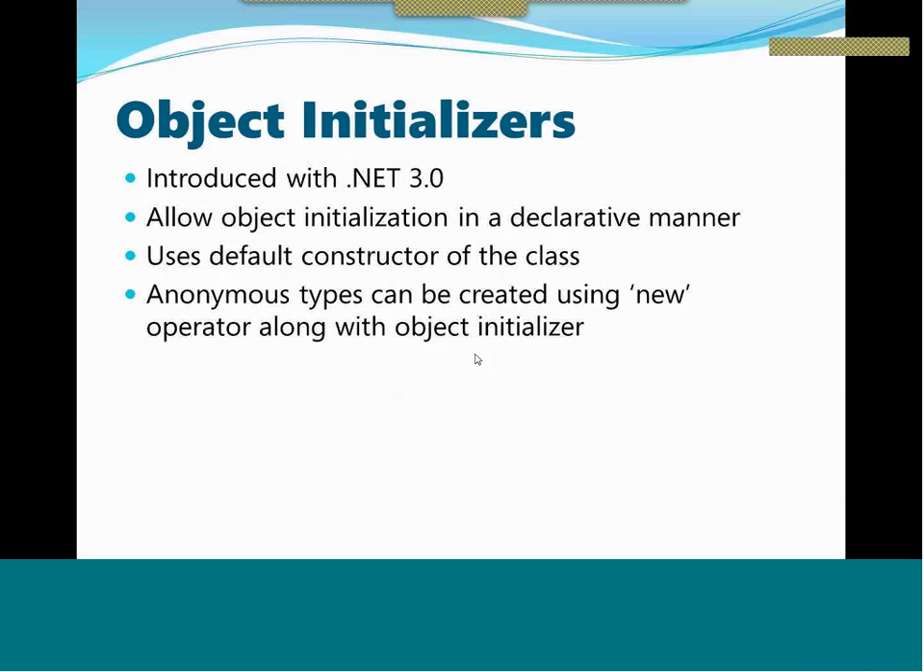So basically this object initializer allows us to do the same thing, but in a declarative manner. While using a constructor, we pass values to the constructor's arguments, and then the object is created. Using an object initializer, we can specify for which data member we are passing the argument, and based on that, the object is created.